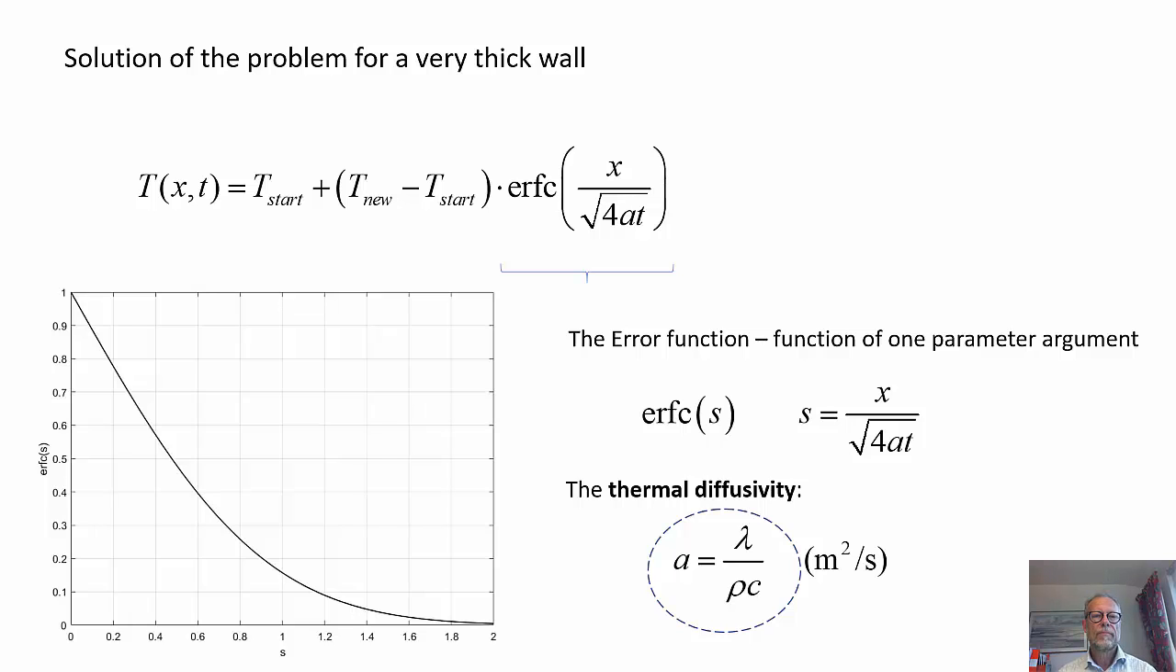This problem has a solution as well. It's written down here. We have a special function called the complementary error function, erfc. We don't have to know so much about it at the moment, but its value is between 0 and 1, as the argument goes from 0 to infinity. We see that the argument inside the function is equal to the depth in the solid, x, divided by the square root of 4at. And a is the thermal diffusivity of the material, and it's equal to lambda divided by rho C.